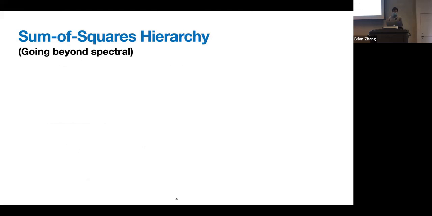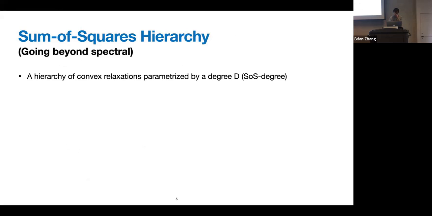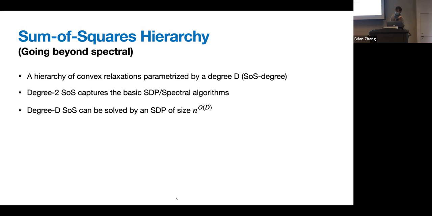To answer that question, I'm going to introduce the sum of squares hierarchy first. You can think of this as a generalization of the spectral algorithm. This is a hierarchy of convex relaxations parameterized by a degree D, which is usually called the sum of squares degree. I'm going to use capital D to distinguish from the small d for the average degree in the random graph sample. All we know is degree 2 SOS captures the basic SDP, or the spectral algorithm that we just saw. And degree D SOS can be solved by an SDP of size n to the O(D). So when D is constant, this corresponds to polynomial time computation.